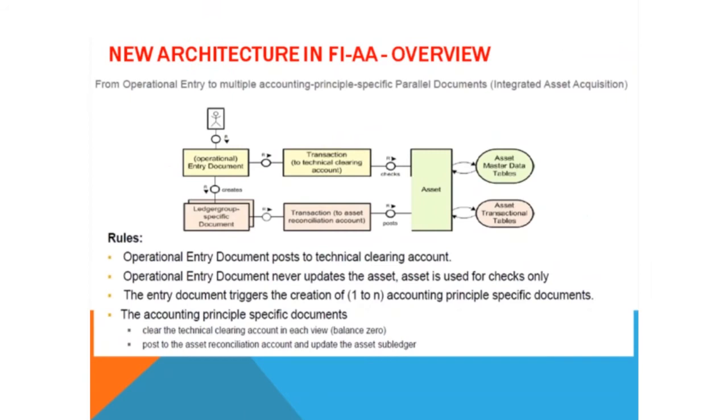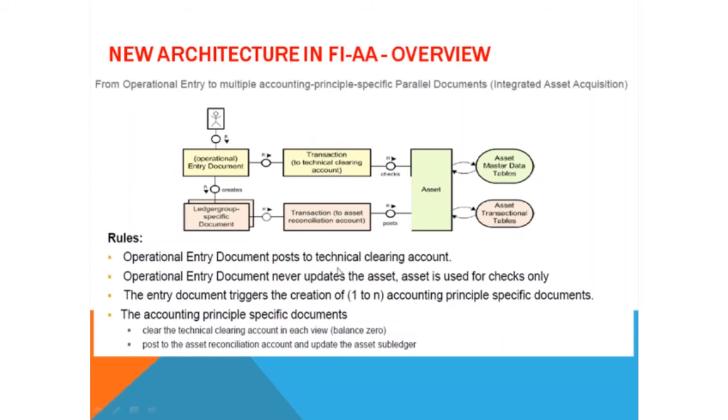And new architecture in fixed asset, here you can see our operational entry is going into transaction to technical clearing account, and here your ledger specific solution is also available. Previously we had to create a separate ledger for this one, and now SAP has structured it this way, automatically go into different ledgers. Transactions to asset reconciliation account, asset master data tables, and then asset transactional tables. They're working side by side.